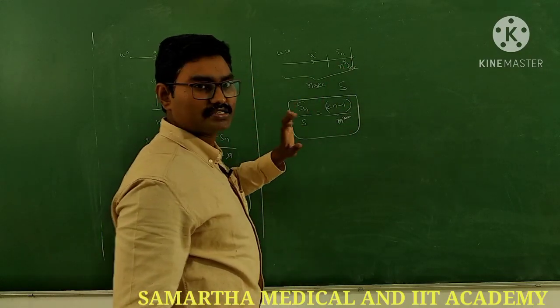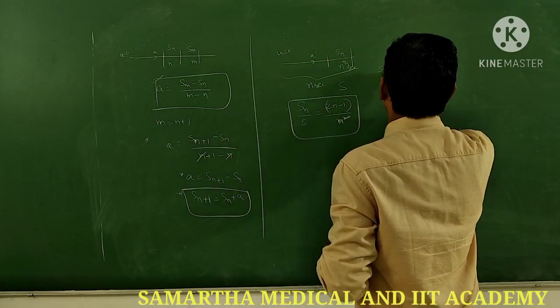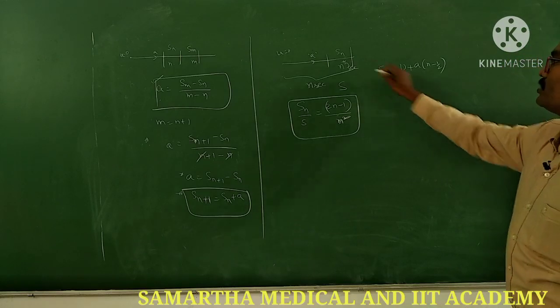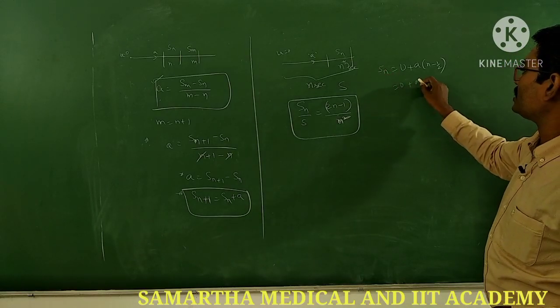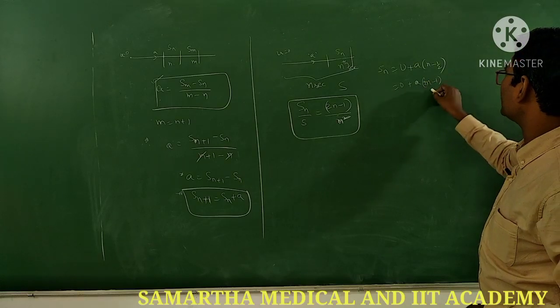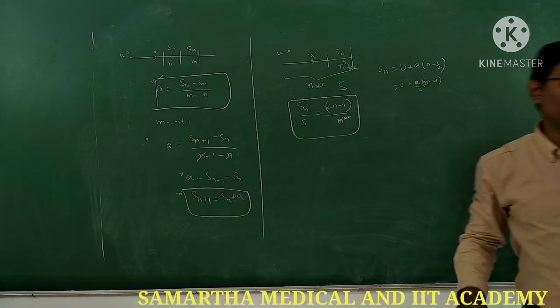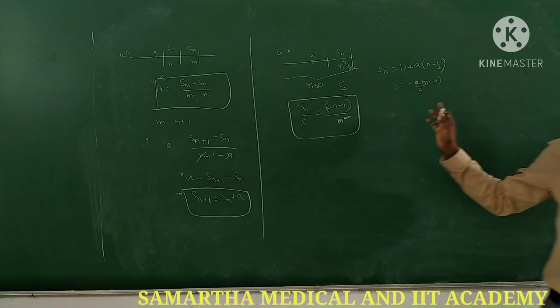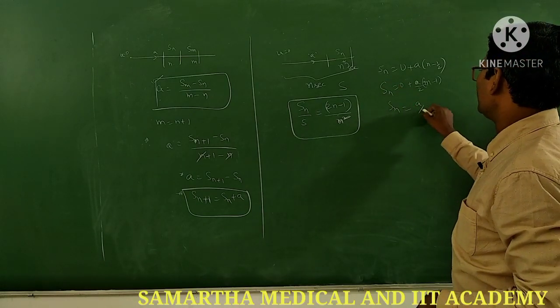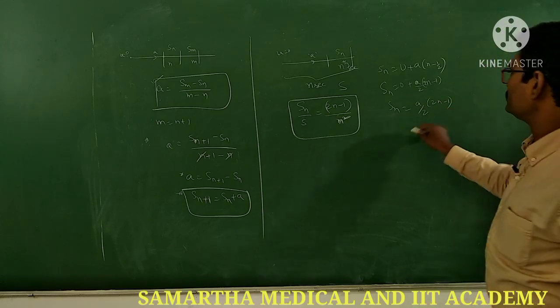How did you get this? See here, Sn is equal to u plus a into n minus half, the general formula. So u is 0. A into n minus half, you can write as 2n minus 1 by 2. Correct or not? After LCM, a by 2 into 2n minus 1. So Sn equal to a by 2 into 2n minus 1.